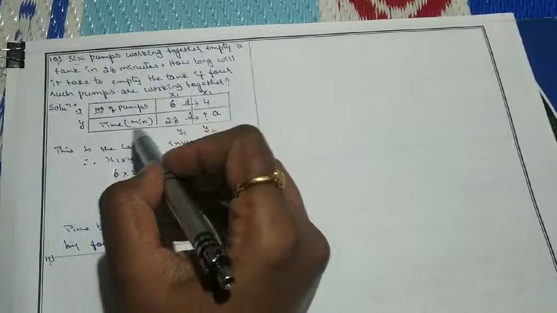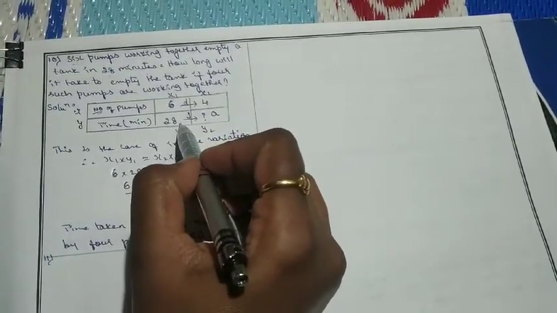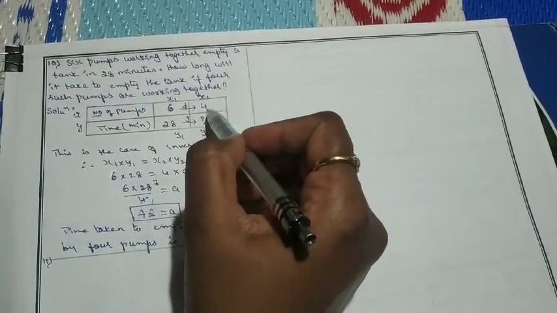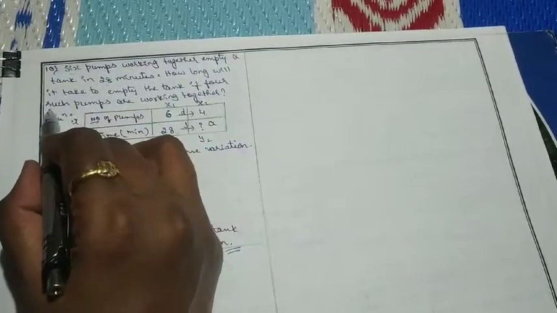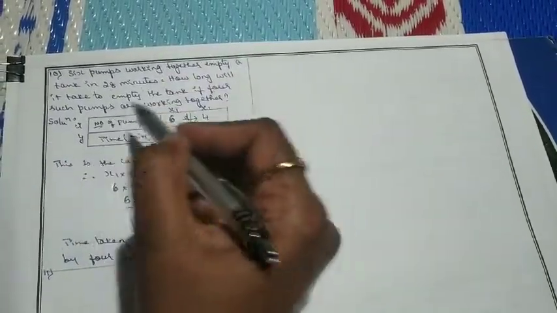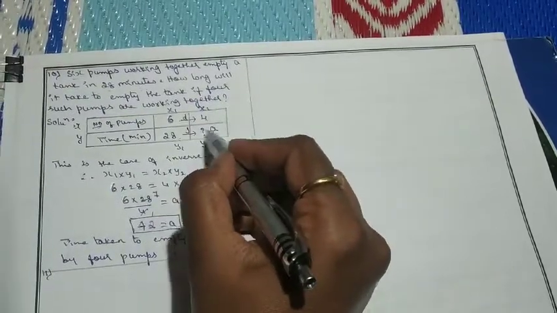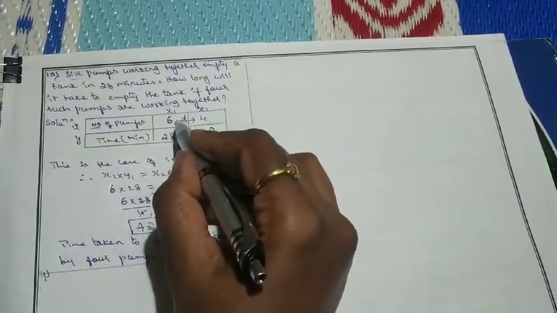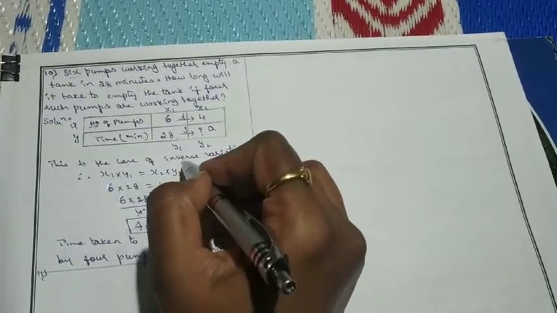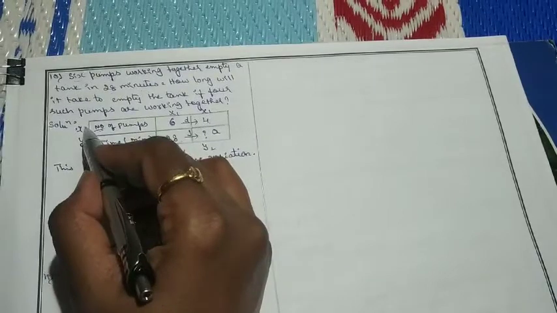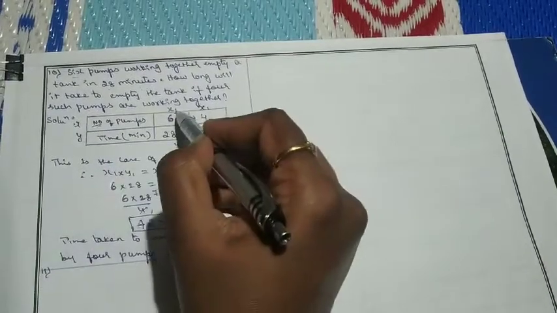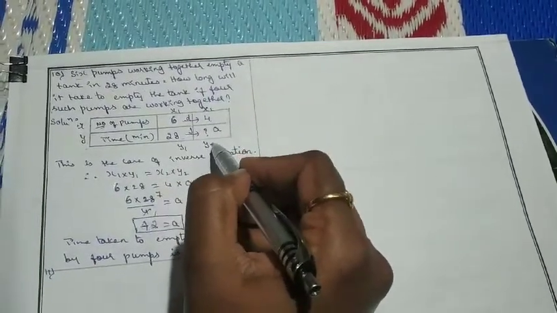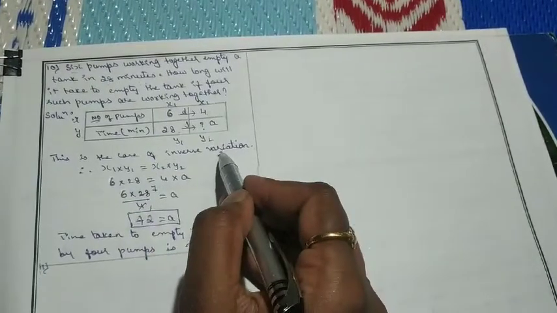the tank? So here the number of pumps equal to 6 and time taken to empty the tank is 28 minutes. If the number of pumps is 4, does it take more than 28 minutes? Yes, because he gave the condition that such pumps means same kind of pumps. So the time taken will be greater. As the time increases and the number of pumps decreases, this is the case of inverse variation. So here the variables are taken as x and y, the number of pumps as x and the time taken as y. So x1, x2, y1, y2. So this is the case of inverse variation.